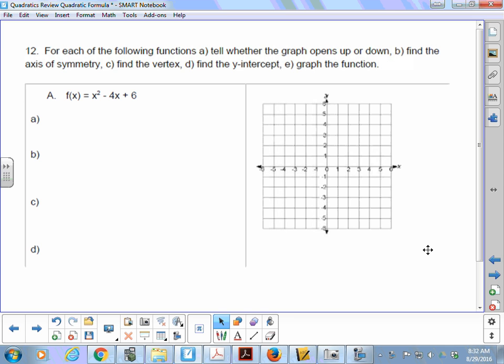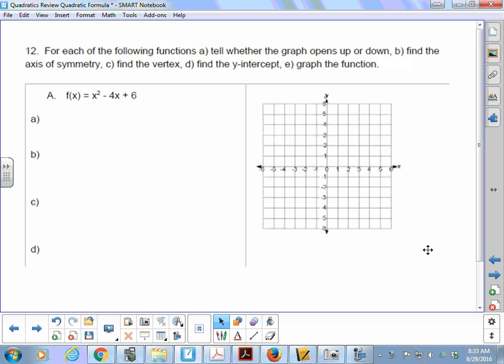We are going to look at the basics of a quadratic, the parabola itself, and find all of the important features: which direction it opens, the axis of symmetry, the vertex, the y-intercept, and graph the function. And all these things we have done in the previous pages, back in the first couple pages, actually.